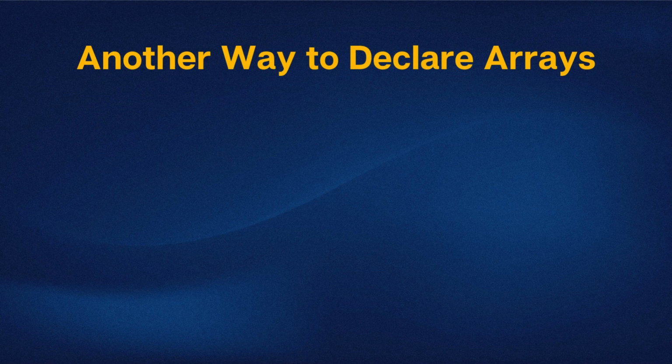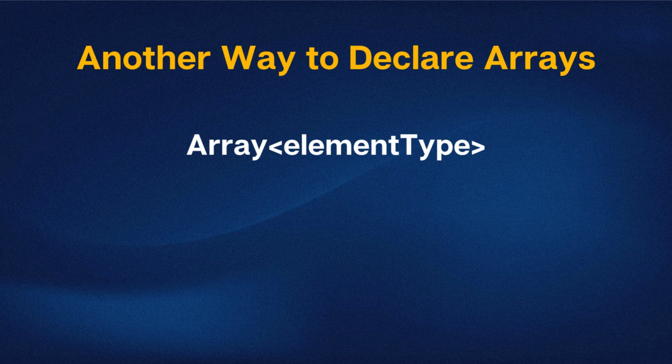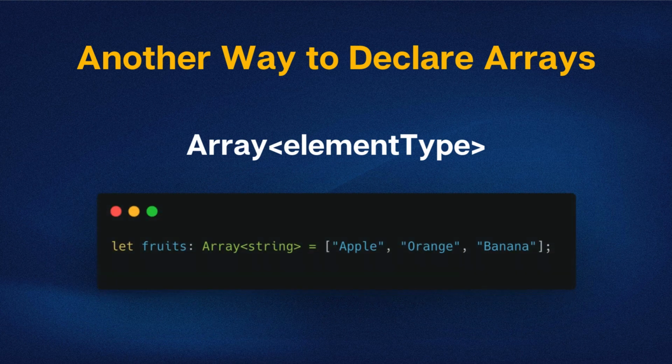You can also declare arrays using the generic array type. This is equivalent to using the square brackets, but can be preferable for readability or consistency in projects that heavily use TypeScript's generic types.